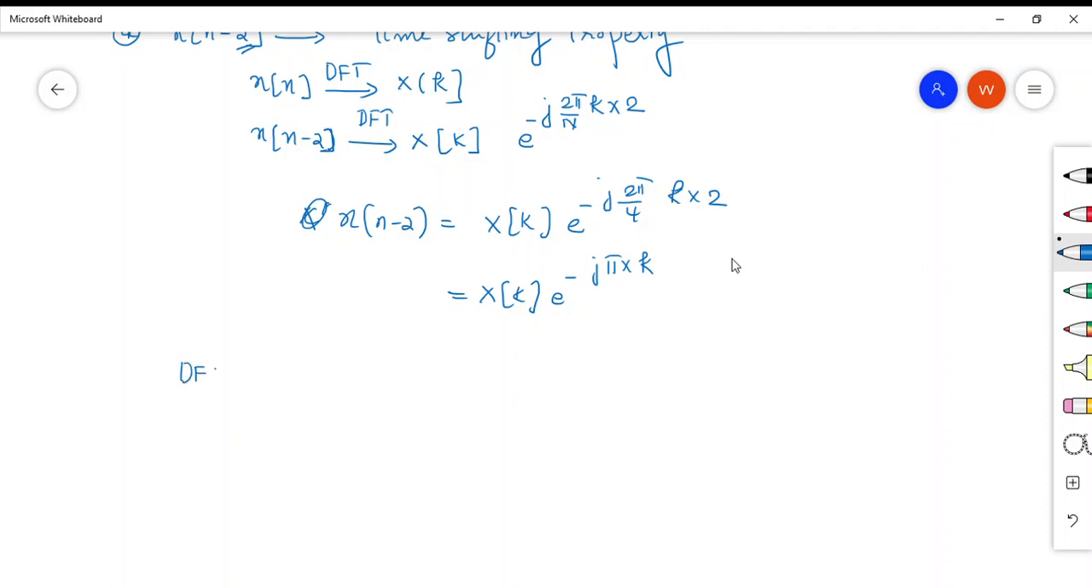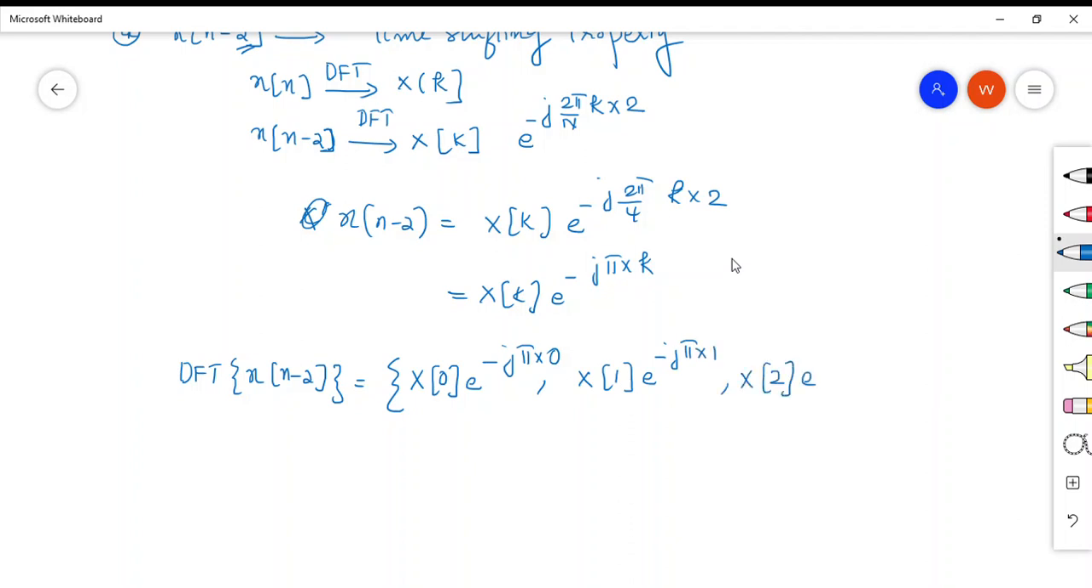So what is the DFT? DFT of x of n minus 2 will be equal to, first, X of 0 e raised to minus j pi 0, comma X of 1 e raised to minus j pi 1, now X of 2 e raised to minus j pi multiplied with 2, then X of 3 e raised to minus j pi multiplied with 3. Okay.